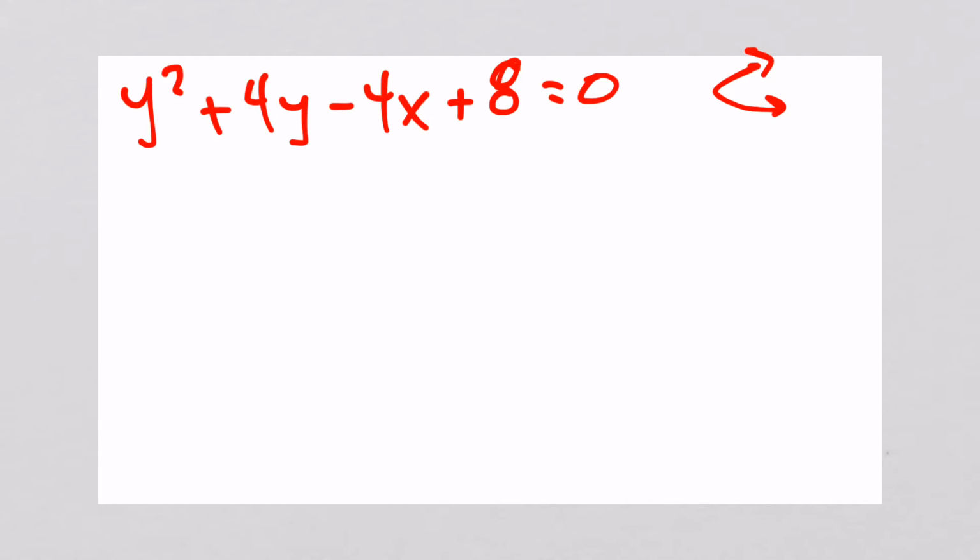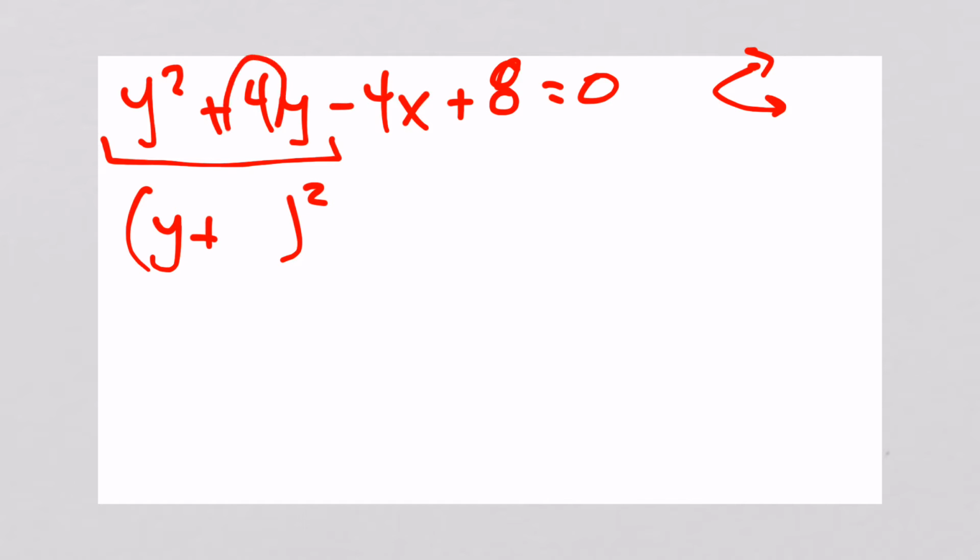So in order to get it into a more useful form, I need to complete the square. But since y is the squared term, I need to complete the square on y. So to do so, I'm going to get y plus something squared, and again, that something is always half the constant term on the y. So y plus half of 4, which is 2, equals, and I'm going to add everything else to the other side.